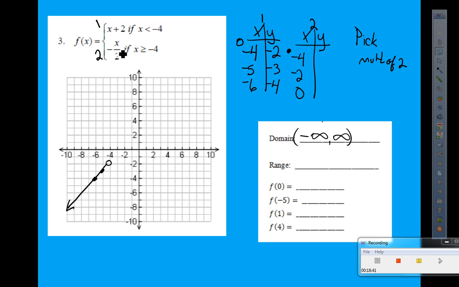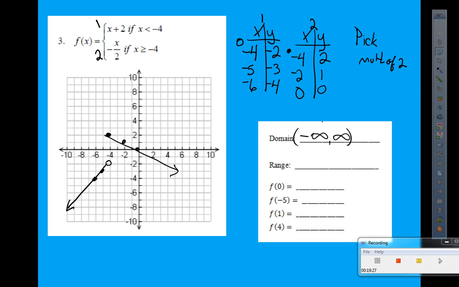I'm going to get negative 4 divided by 2. So I'm going to get negative 2. Negative 2 divided by 2, I'm going to get negative 1. And 0 divided by 2, I'm going to get 0. Let's go plot it. I've got negative 4, negative 2 with a closed dot. I've got negative 2, negative 1 with the dot. And I've got 0, 0. So here's what this one's going to look like. I missed my dots by just a little bit, but that's okay.